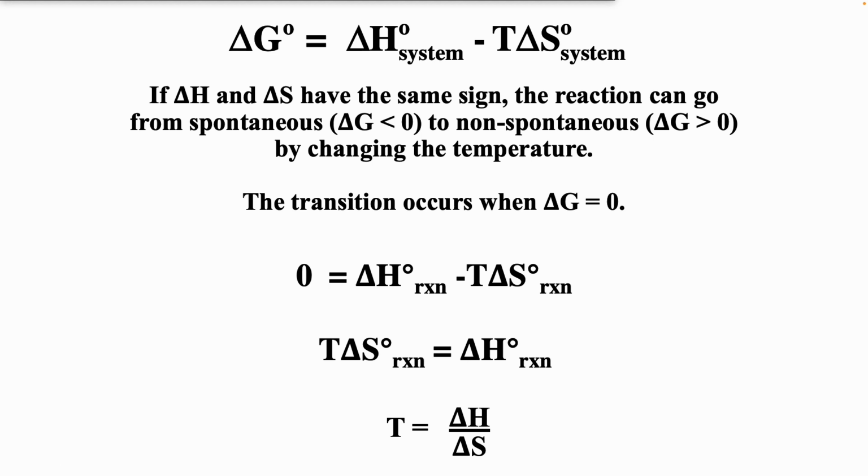Now, one thing you'd have to watch out for is make sure that you're using the same units for energy for your delta H and delta S. Remember, enthalpy is typically kilojoules per mole, and entropy is typically joules per mole Kelvin.